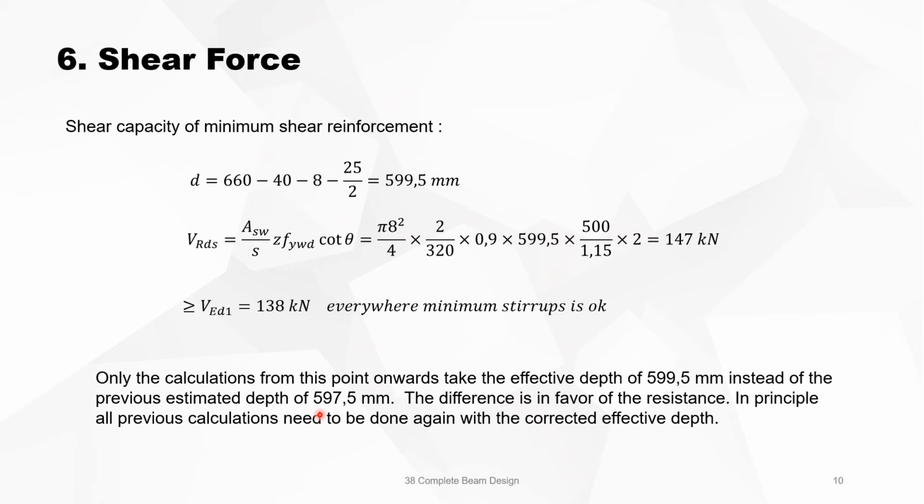So we will not redo all the calculations because the difference is really small and it's in favor. So we'll keep it this way. But from now on, we always calculate with a lever arm of 599.5 because now we know it's a diameter 8.